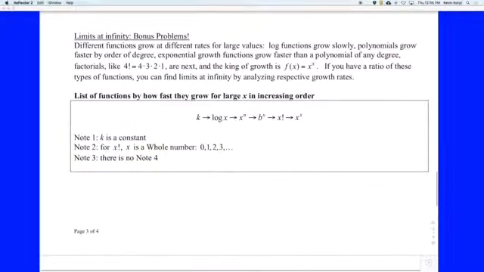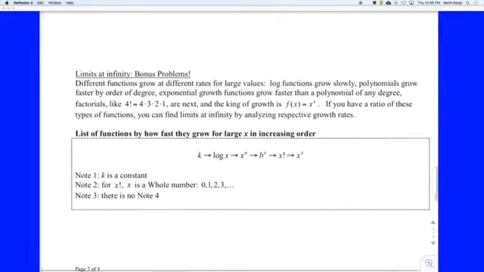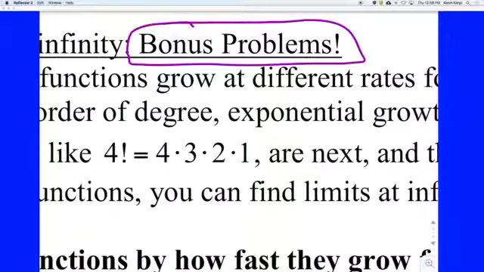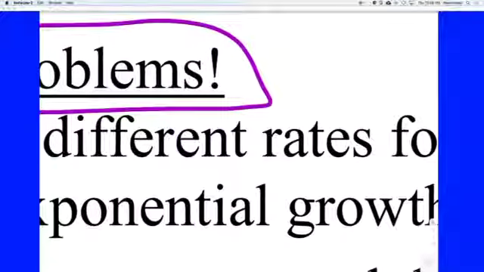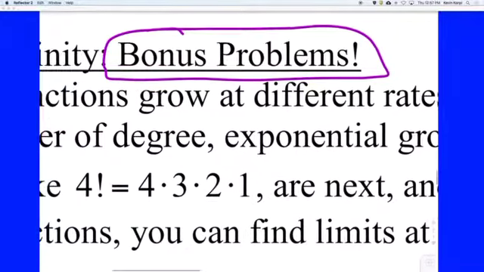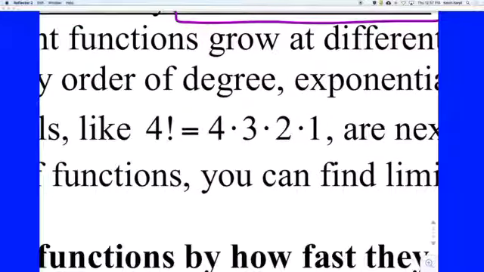Okay, here we go. Limits at infinity, bonus problems. We'll get through this pretty quickly. So at the end of the year, we are going to be working with exclamation points quite a bit. And that kind of goes without saying all year. We're excited, right? And we exclaim everything we do when it comes to math. But that exclamation point is also a math symbol.